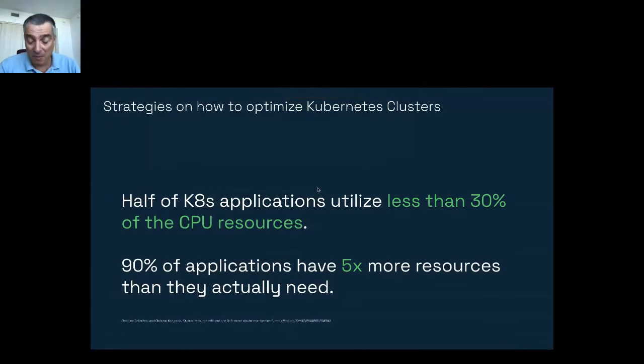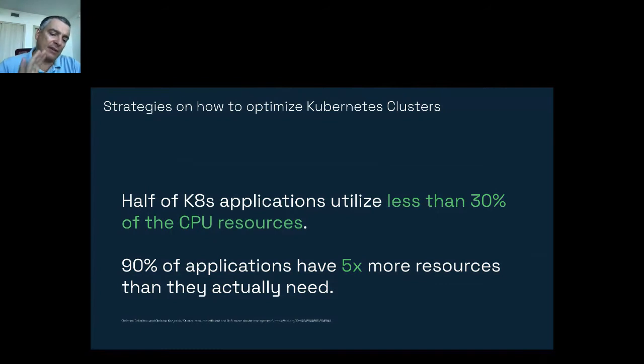So here's the idea. First, we start from a problem. And the problem, in my opinion, is a very big problem. We see this in almost all our customers and friends in the industry. The first one is from Datadog. Half of Kubernetes applications use less than 30% of CPU resource. I mean, think about it. Statistically, from Datadog, and I think this was in 2020, half of Kubernetes applications, or containerized applications on any cloud, use less than a third of the resource.